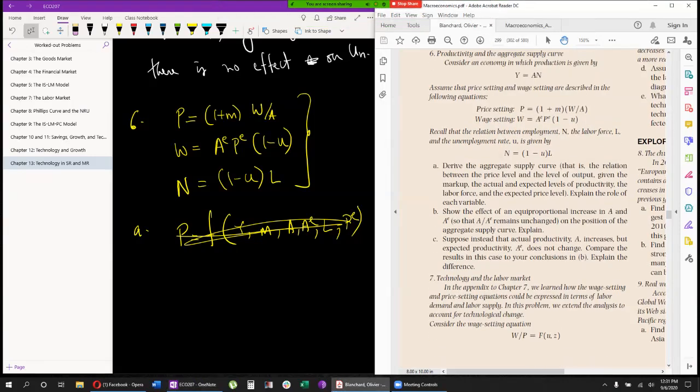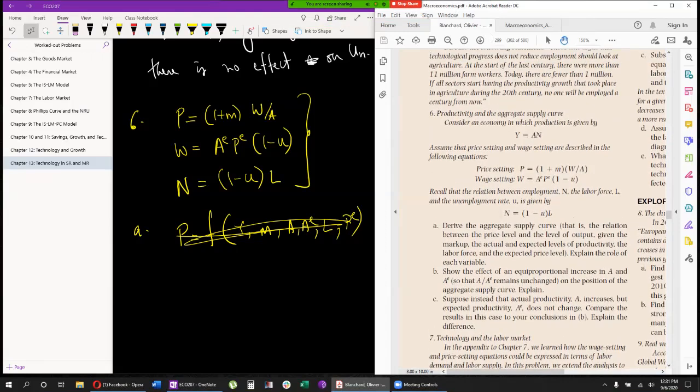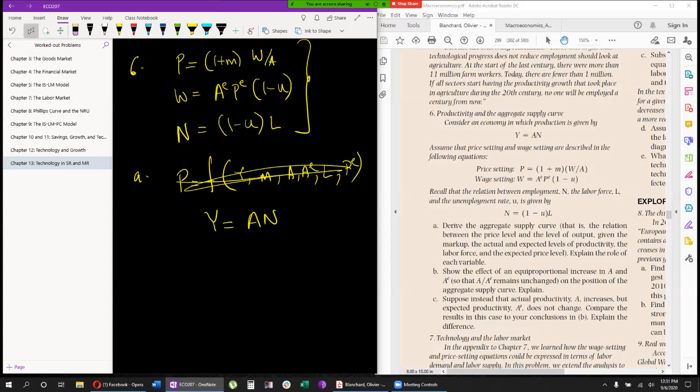Okay, so I forgot to mention one thing. This equation right here in number 6. So we actually have 4 equations. Okay, that makes sense. We also have Y equals AN. This is the production function, remember, that we had seen before. I don't remember in which chapter. So from here, now it makes sense. From here, what I'm going to do is find N, which is equal to Y by A.